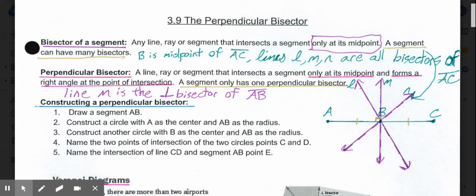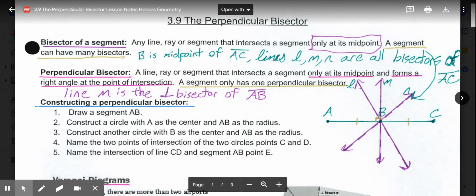A segment can have many different bisectors. That's drawn in this diagram down here. Lines L, M, and N, these three purple lines, are all bisectors of segment AC at point B. So they all go through the midpoint B of AC.